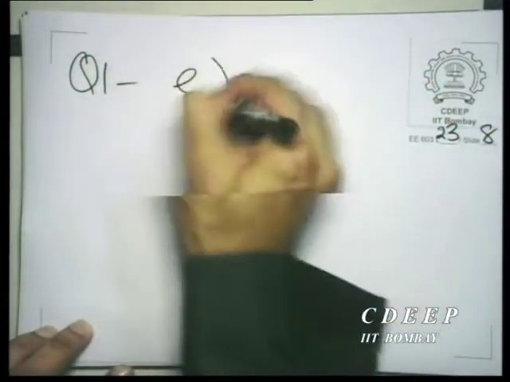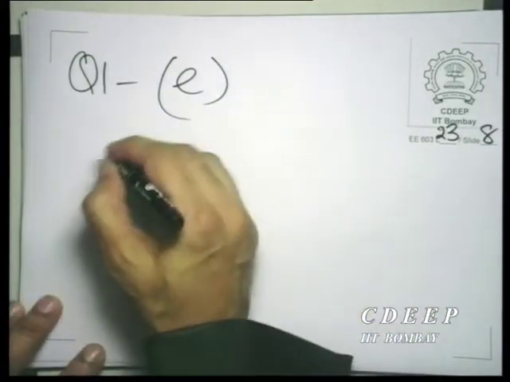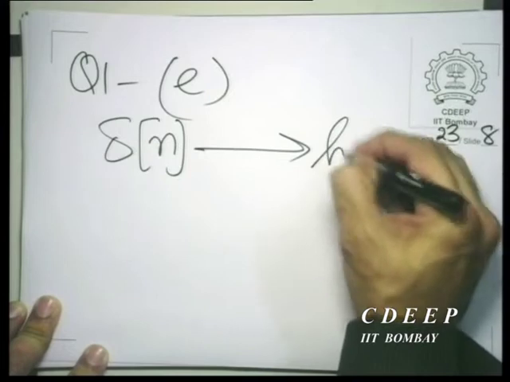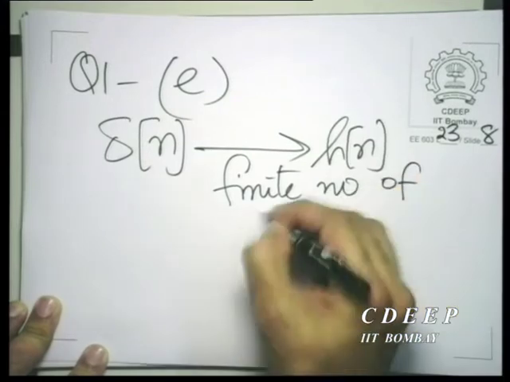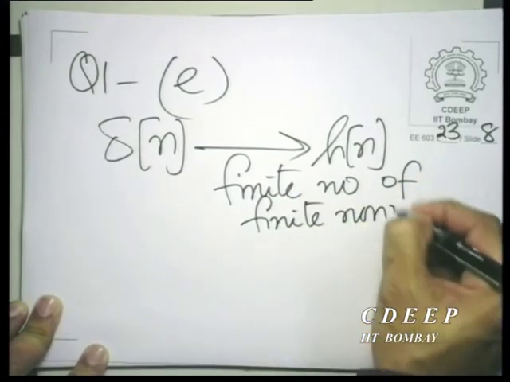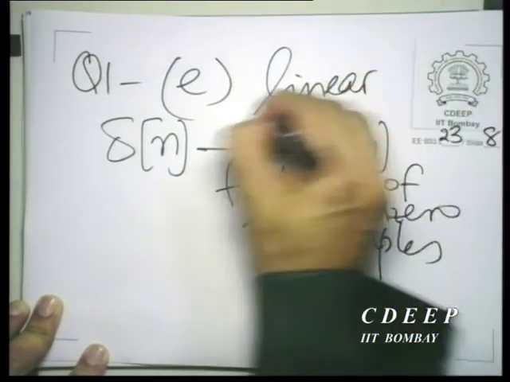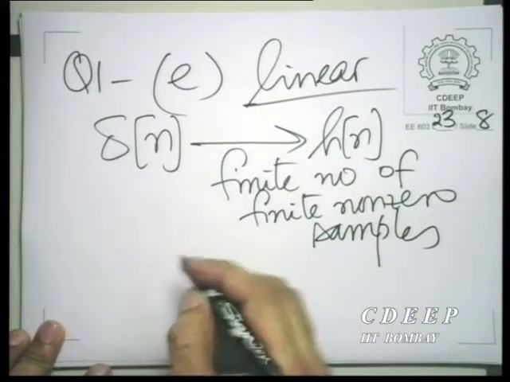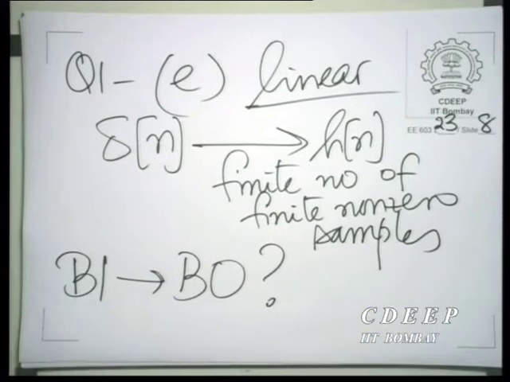On the other hand, in question 1 part E, you are asked whether a linear system responds to the standard. You are told that delta n produces some output h[n] which has a finite number of finite samples. The system is linear. Now, the statement was that if you give a bounded input, would it produce a bounded output in general? And the answer, of course, is not necessarily.